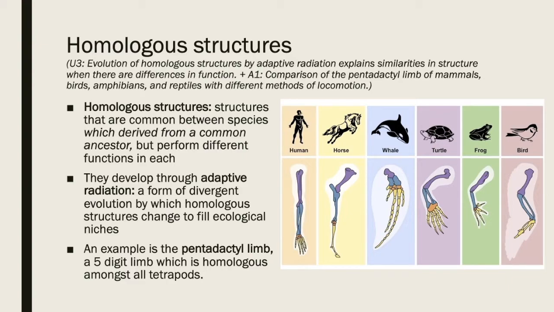So this, of course, includes reptiles, amphibians, mammals, etc. So what are the different bones in the pentadactyl limb that you need to know? You do not need to know it for every organism, but you should be able to label them on a diagram if presented. So let's have a look at this.